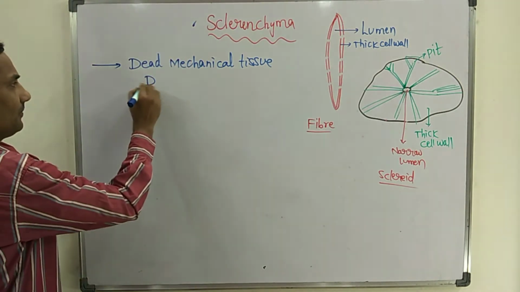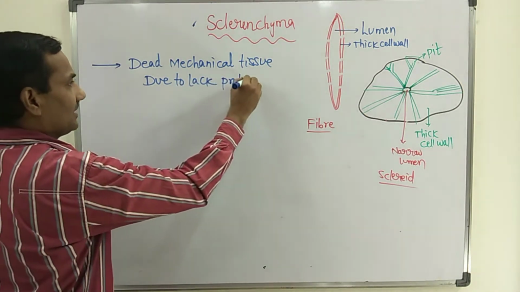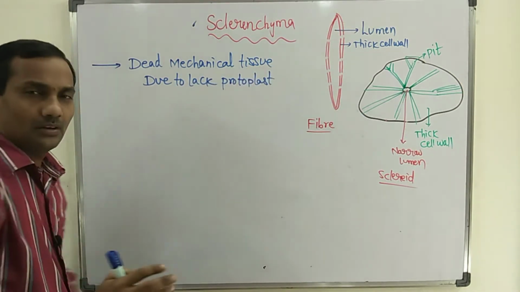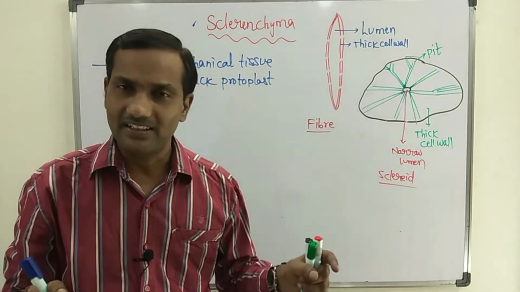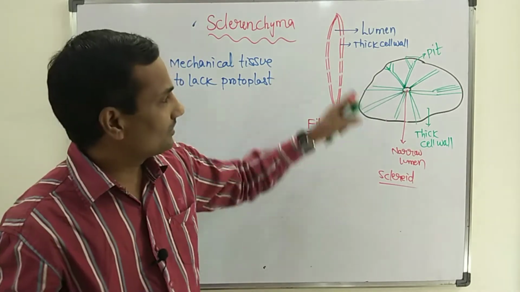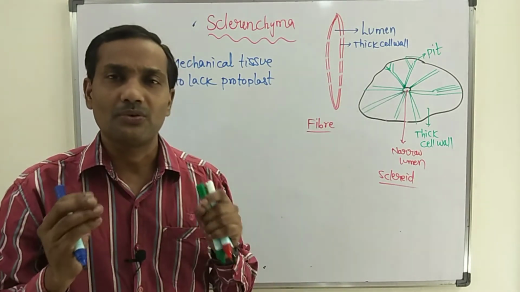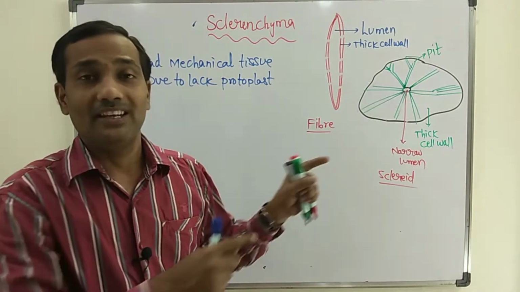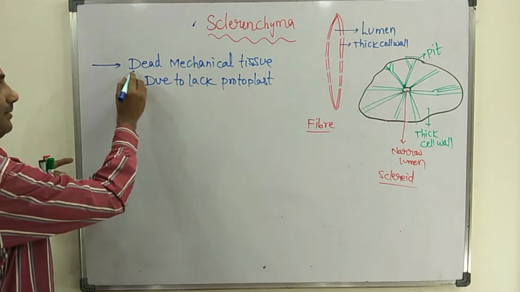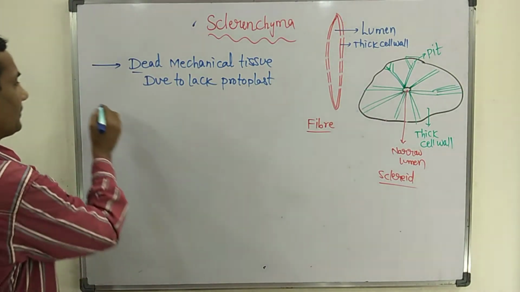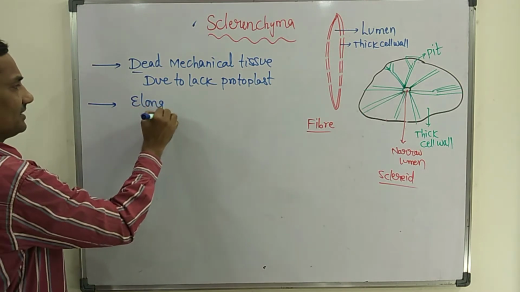Due to lack of protoplast, these are dead cells. All sclerenchymatous cells, either fibers or sclerids, do not consist of protoplast. Cytoplasm is completely absent. Nucleoplasm is absent, even the cell membrane is absent. Because of that, they are completely dead cells. Sclerenchyma cells are elongated cells.